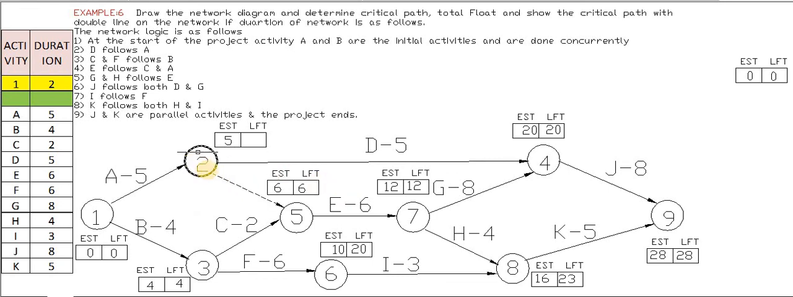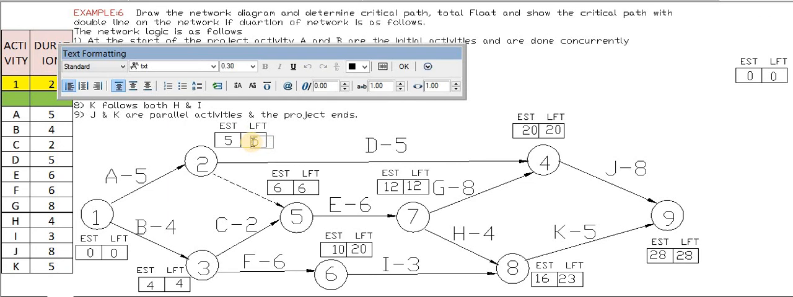Again, what is the next node? Node number 2. Node number 2 again has two activities. What are those activities? They are 4 to 2 and 5 to 2. But 5 to 2 is the dummy activity which doesn't have a duration. That means we cannot consider this 5 to 2 activity. We will consider only 4 to 2. So 4 to 2 is nothing but 20 minus 5. 20 is the LFT. 20 minus 5, the value is 15. So we will change this to 15.